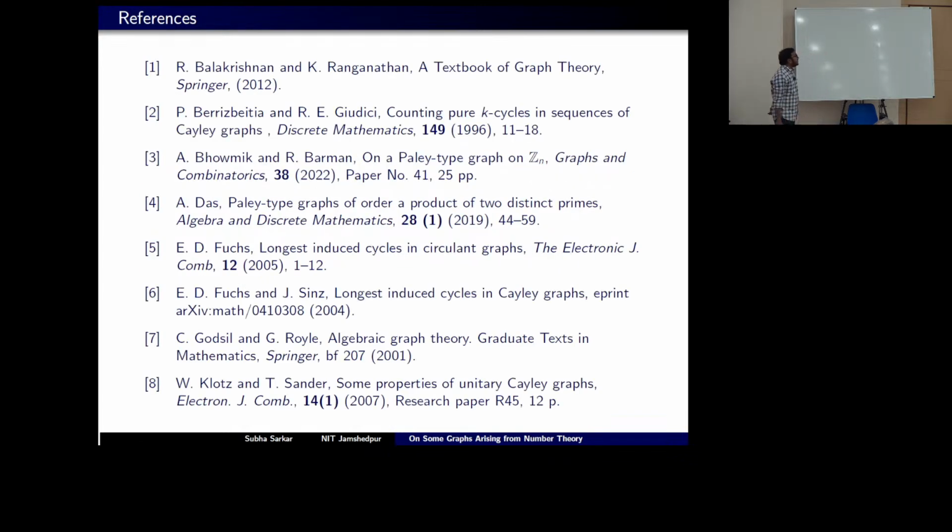These are the references. I have taken the graph theory definitions from the first book, and the unitary Cayley graph from the last, number 8. And for the Paley graph I have taken 3 and 4. Okay, these are the references.